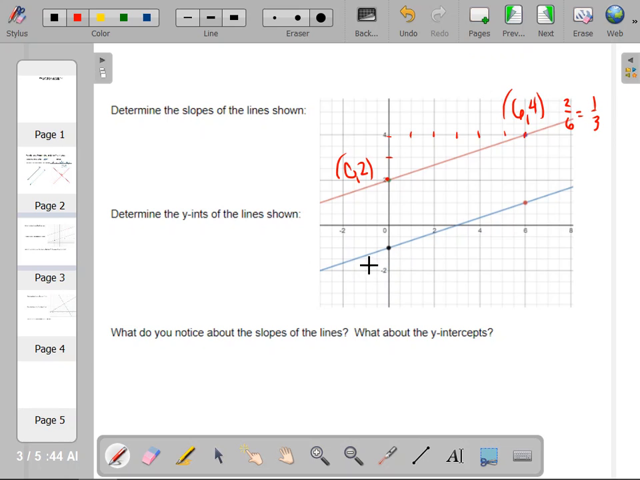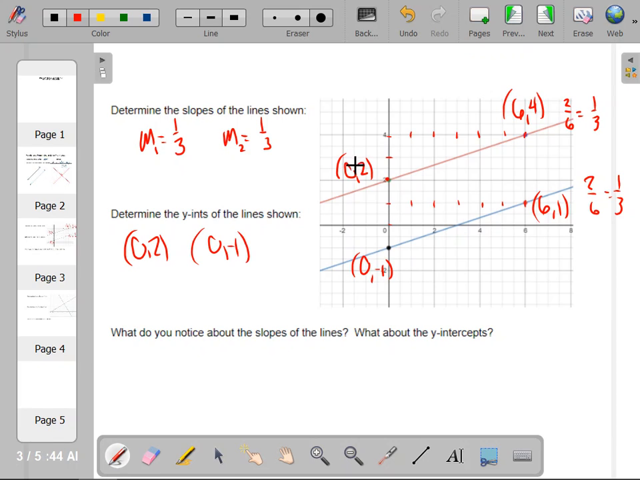Let's look at this one. That's 0, -1, and 6, +1. So I need to go up 2 and over 1, 2, 3, 4, 5, 6. Also up 2 over 6, which reduces to 1/3. So the slopes of the lines are 1/3 and 1/3. If you want to be fancy, you could say M1 and M2, the slopes of the two lines. Determine the y-intercepts. The y-intercepts are 0, 2 and 0, -1. 0, 2 right here, that's where it hits the y-axis, and 0, -1, that's where it hits the y-axis.